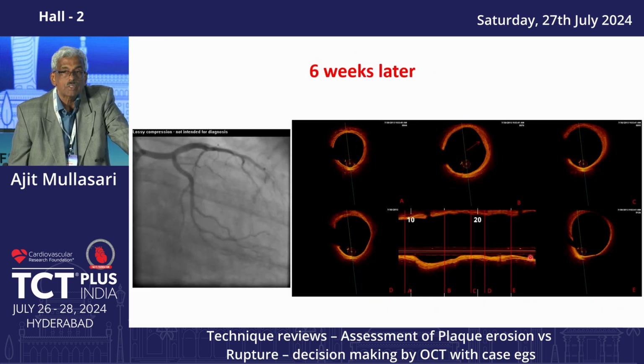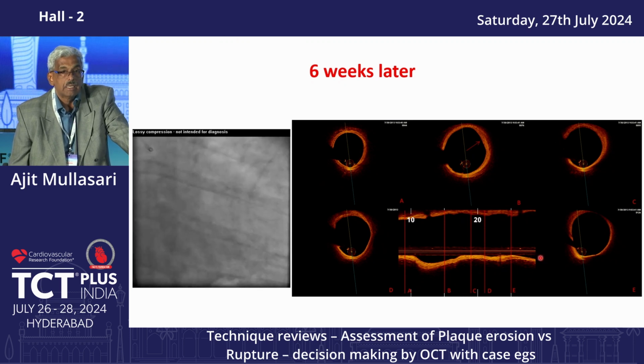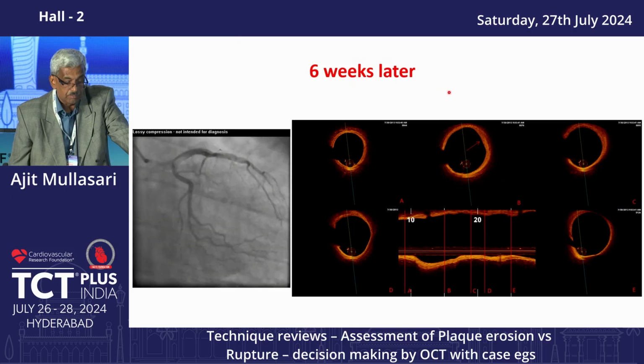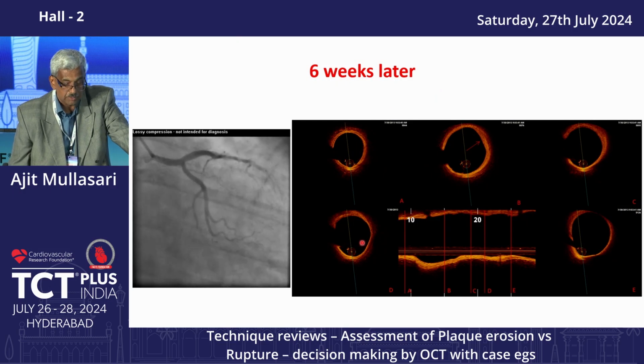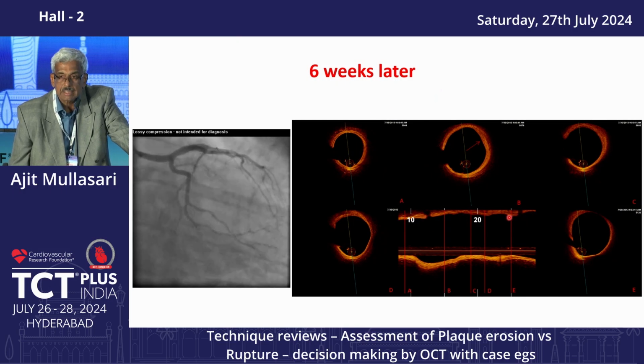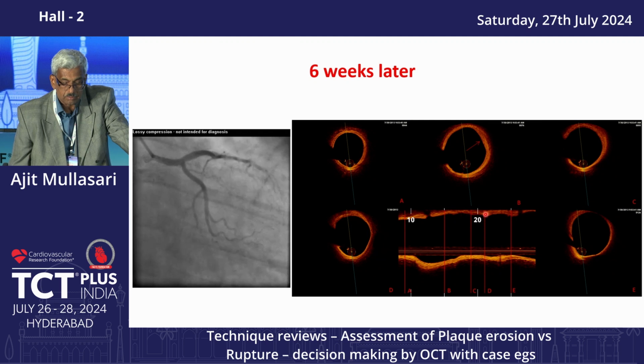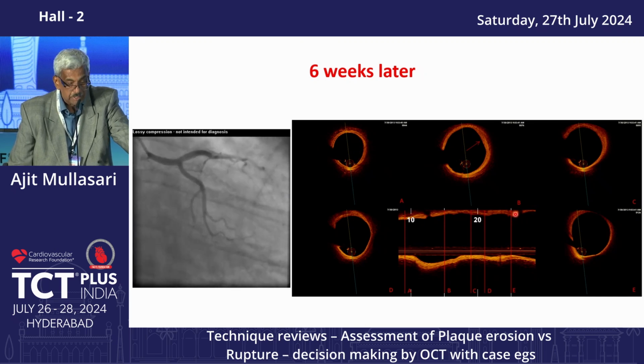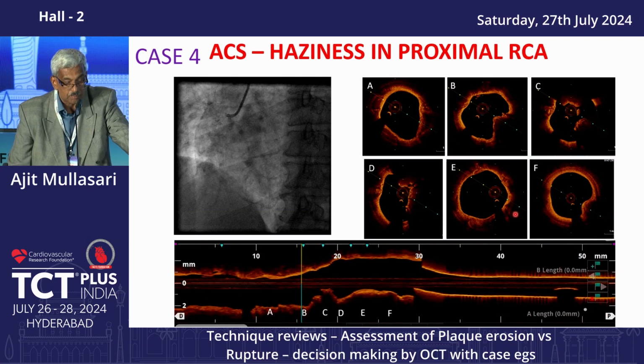So we put this patient on aspirin and warfarin in this situation. These were early days, and we were not sure how these behave. And 6 weeks later, you can see that the entire vessel has cleaned up. There's very thin thrombus left, which is organized. And this is a clear erosion, which is cleared away with a simple single antiplatelet and warfarin. This patient is safely left on medical management.